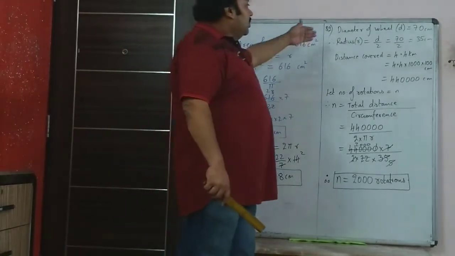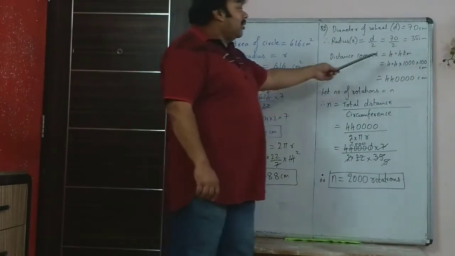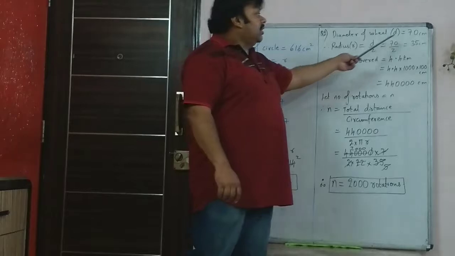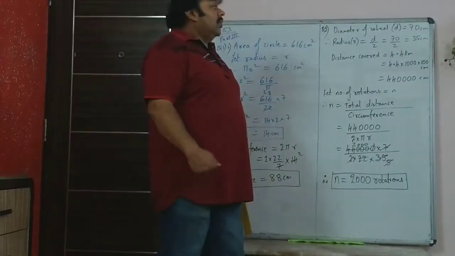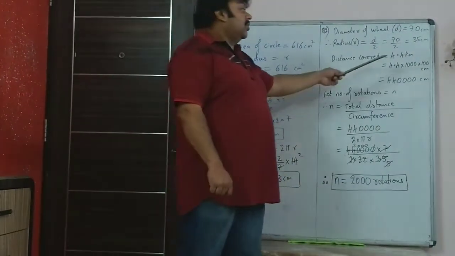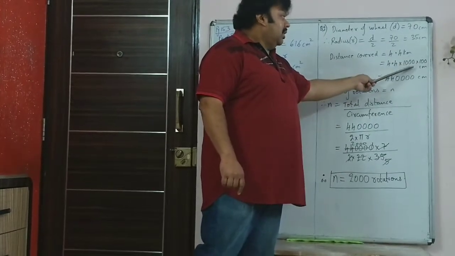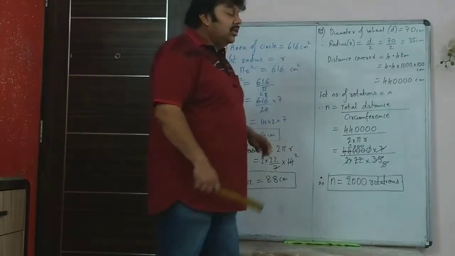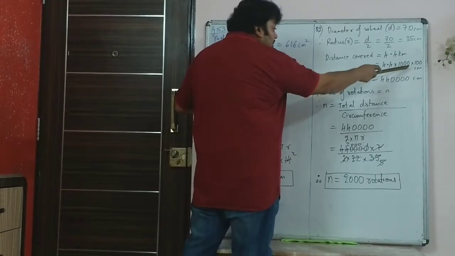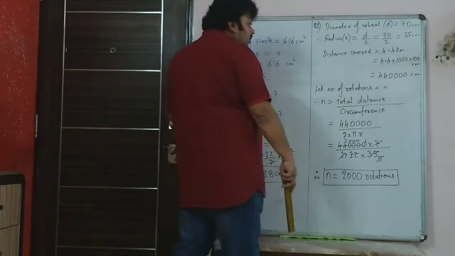Now the next sum, you have been given the diameter of the wheel and the distance covered by the wheel in kilometer. So here the distance covered is given in kilometer and the diameter is in centimeter. So we can't use 2 different units in the calculation. In the sum the units have to be the same, so it is easier to convert kilometer. Kilometer into 1000 will give you meter, and that meter into 100 will give you centimeter. So that is why I have first multiplied kilometer by 1000 to convert it into meter, and then multiplied by 100 to convert it into centimeter.